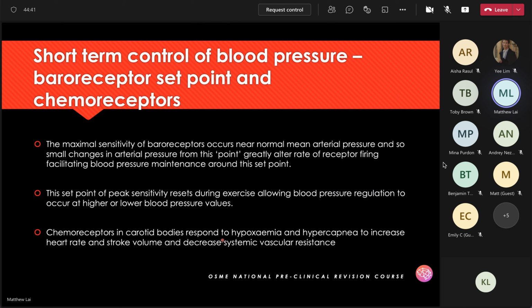And then with chemoreceptors, the important points are that they're in the carotid bodies, they respond to hypoxemia, low oxygen, and hypercapnia, a lot of carbon dioxide, and they increase heart rate and stroke volume and decrease systemic vascular resistance.